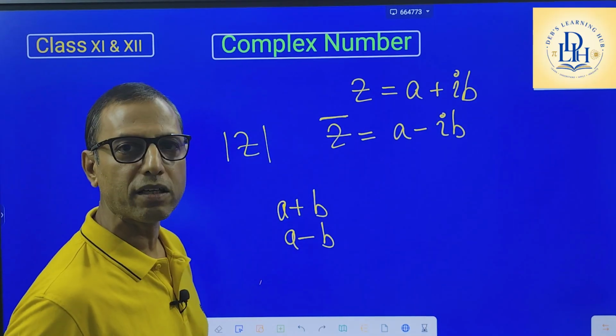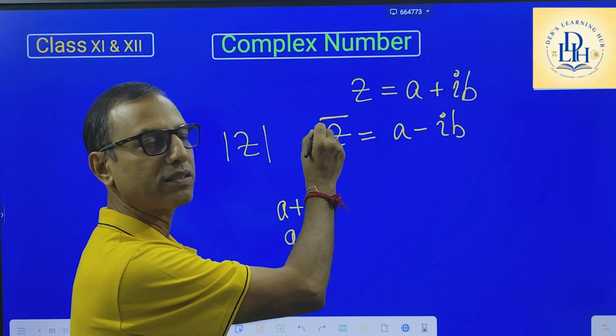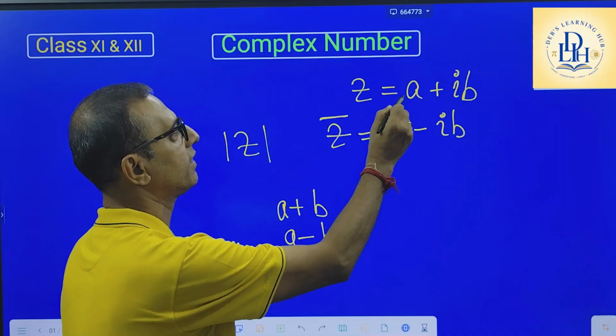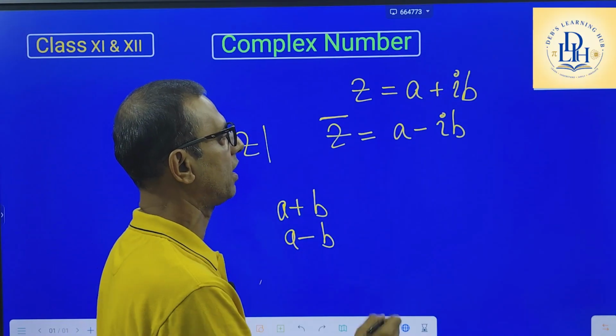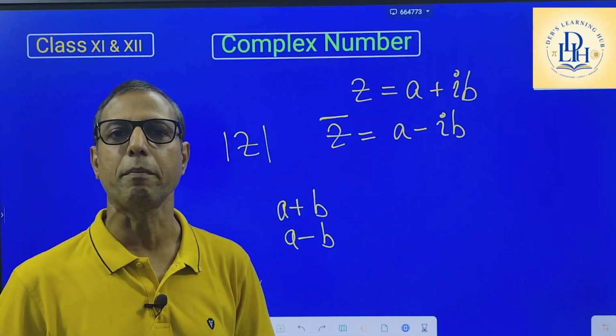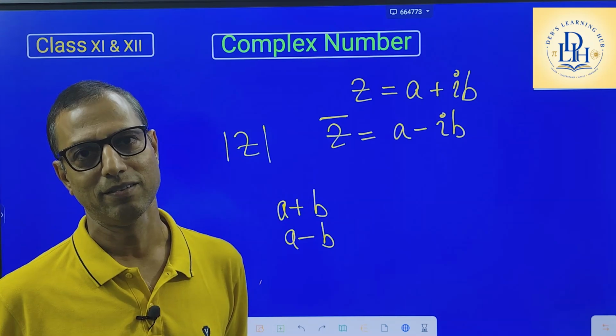What is the conjugate number? Conjugate of a complex number is represented with z with a horizontal bar, and thus the sign is reversed. For a plus ib, the conjugate number is a minus ib. If the complex number is a minus ib, then the conjugate of the complex number will be a plus ib.